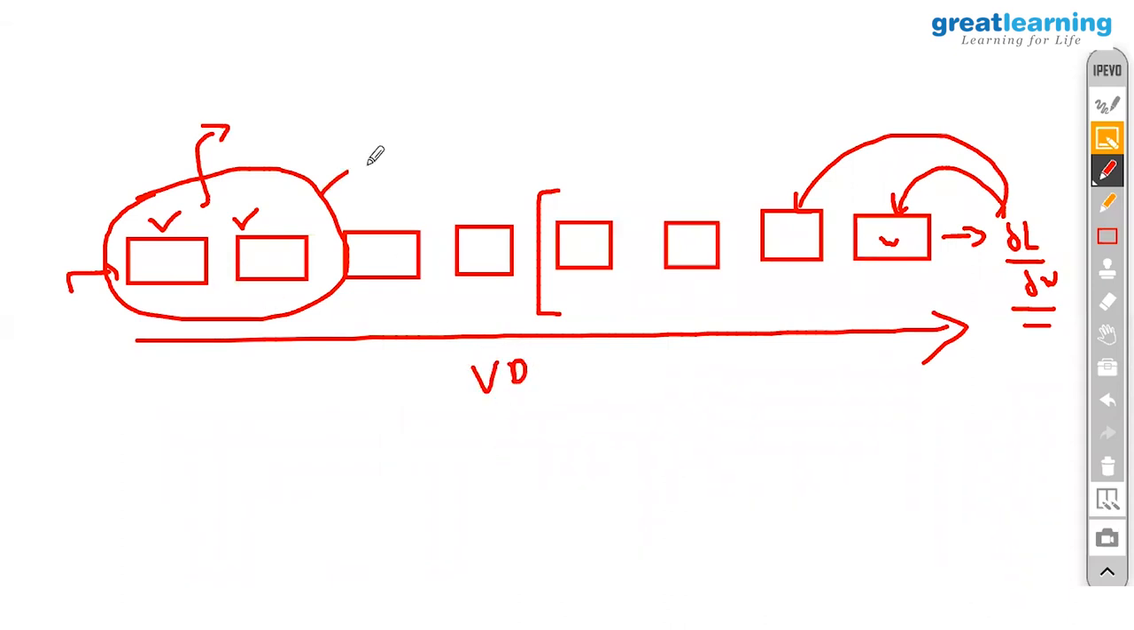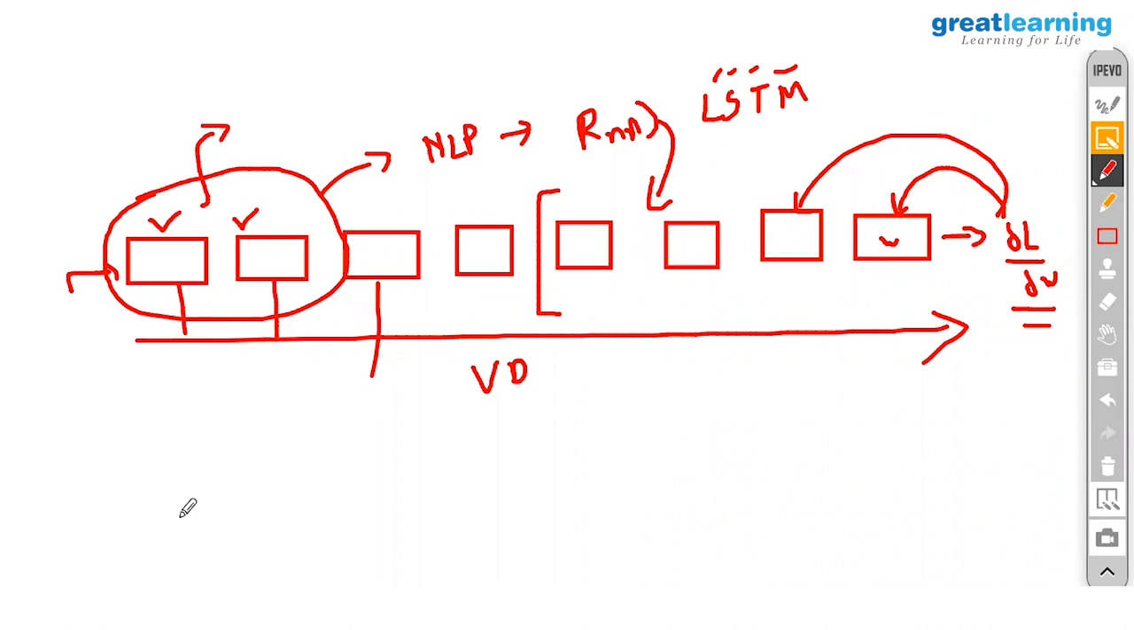We are going to revisit this concept in NLP, the next module. Under NLP, we have a network called RNN, recurrent neural network. There is the same problem. RNN is a deep network where we will face the same issue. And to solve this, we use a network called LSTM, long short-term memory network. So we will have some memory where we are going to store these weights down the line.